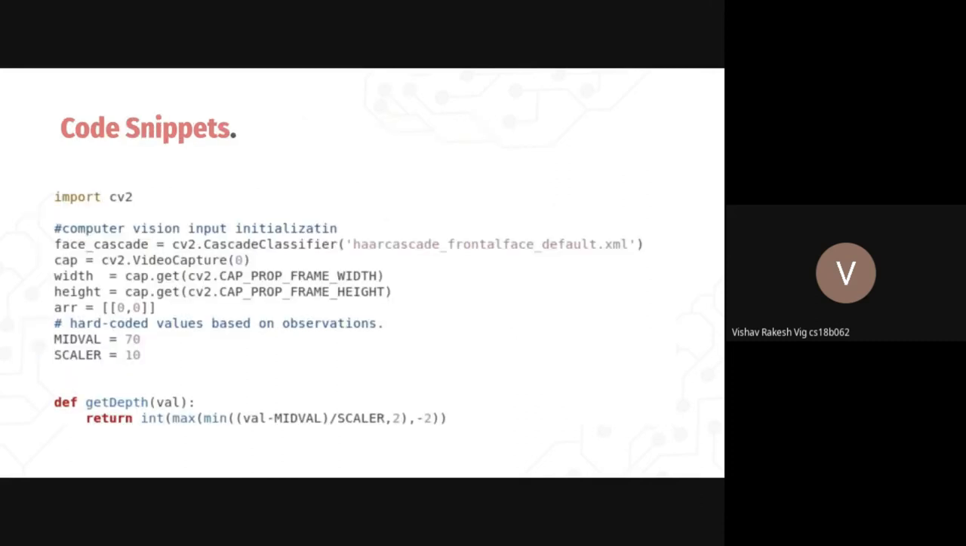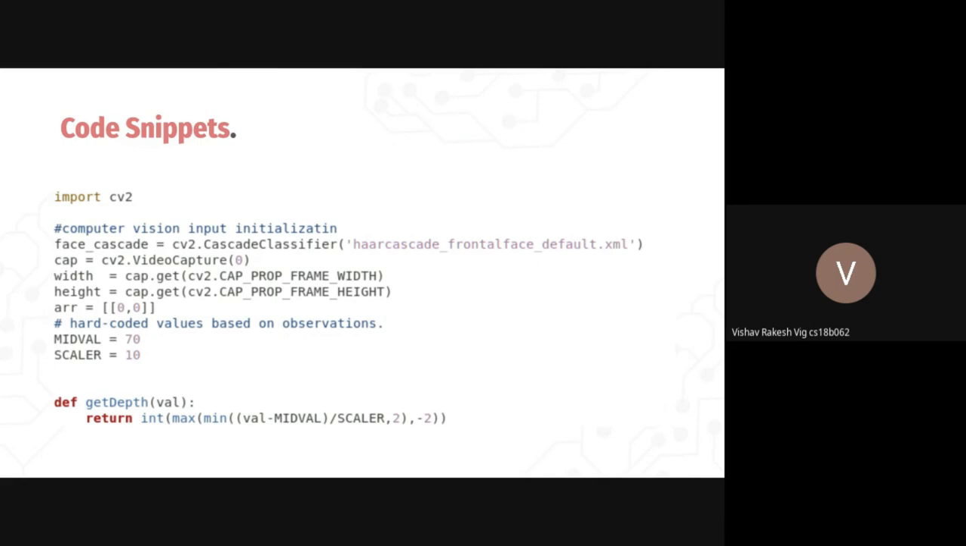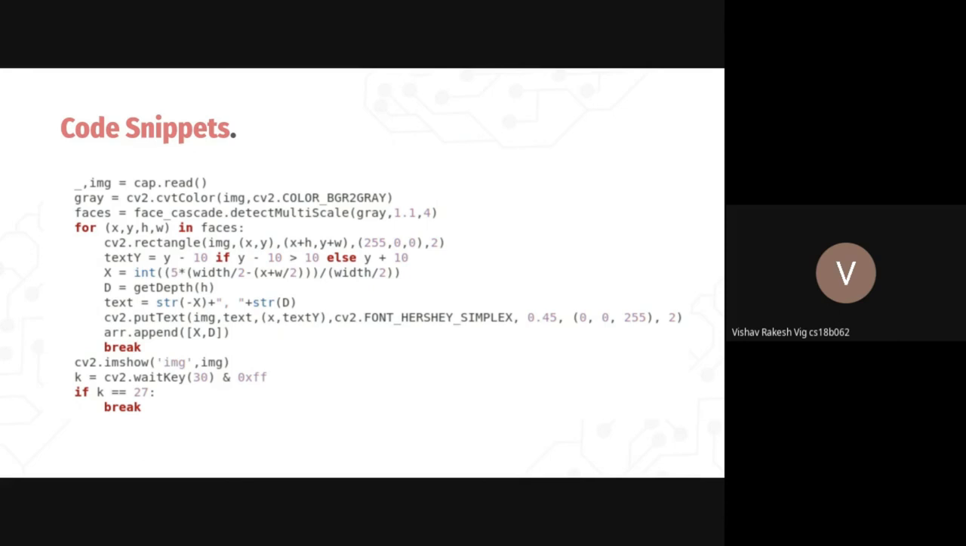Following that, we go through this code snippet, where we see that we are using the Haar Cascades frontal face default, which is also present in the OpenCV master data and Haar Cascades in the GitHub repository. We use the .xml file to load the model and subsequently use it for face detection.